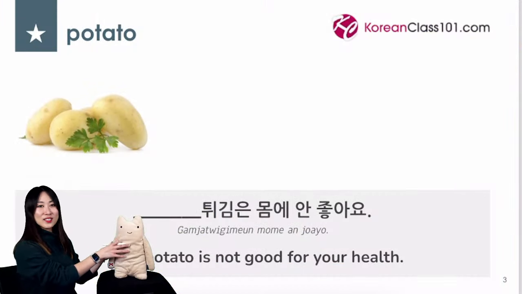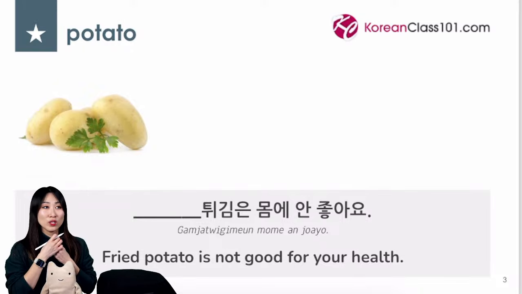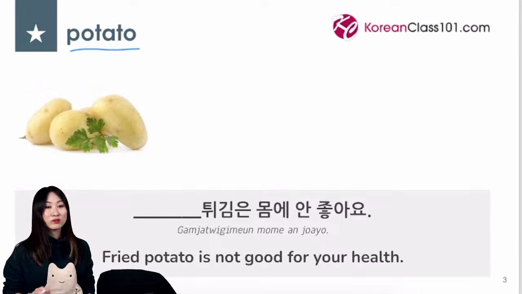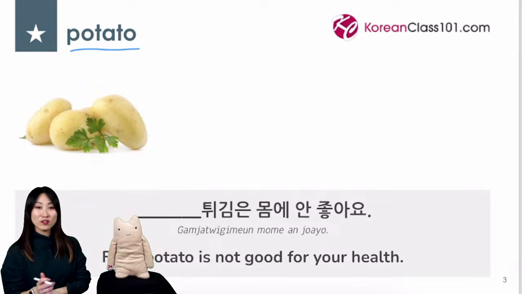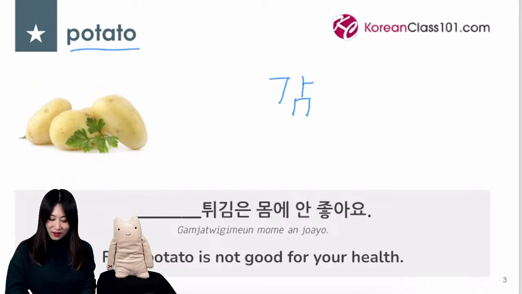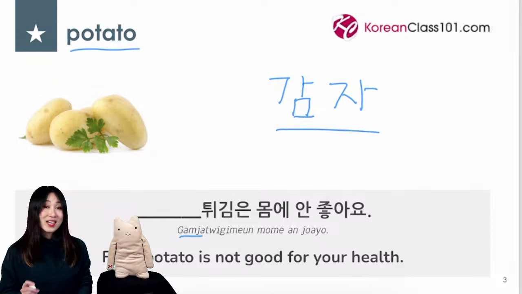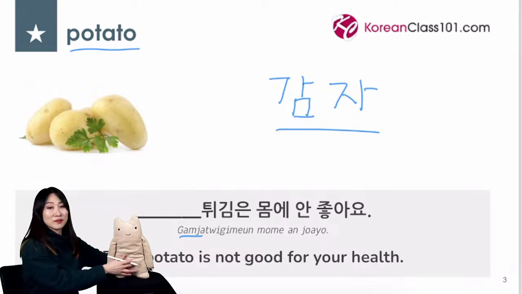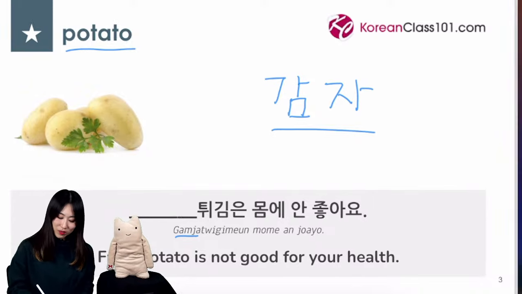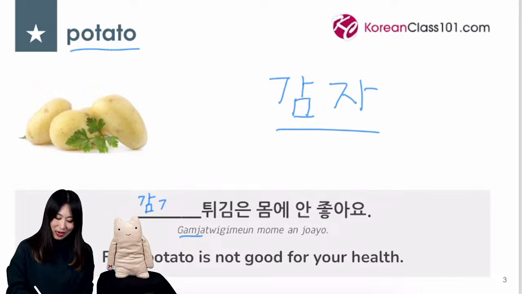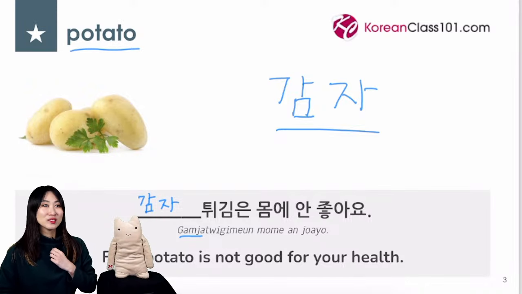Ja-jan. Do you see this? This is potato, right? What is potato in Korean? Potato, 한국어로 뭐라고 말해요? 한국어로 뭐예요? It's 감자. Do you see this? It's 감자. Potato. And here's an example sentence. Let's fill out the blank first. 짠. 감자 튀김은 몸에 안 좋아요.